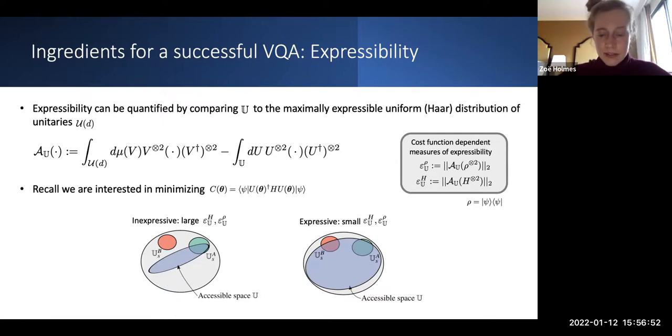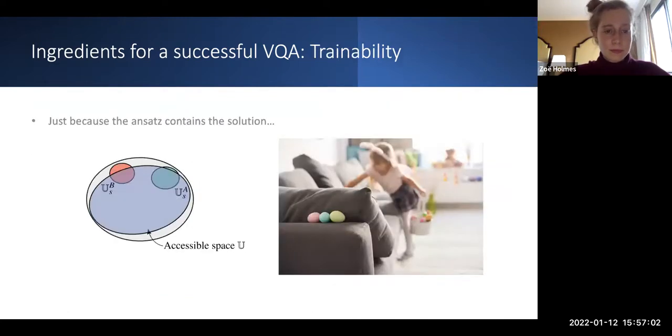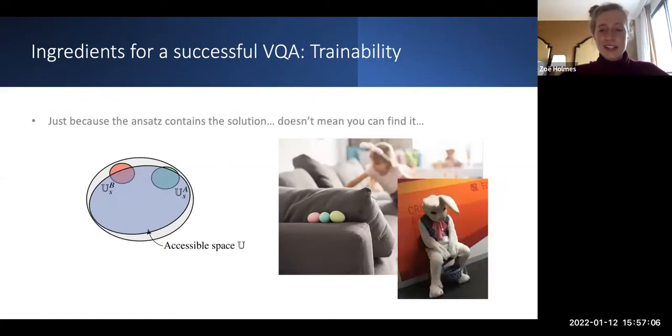Okay, so that's the definition of expressibility. And we want our ansatz to be expressible to maximize the probability that it contains a solution to the problem we're interested in. Okay, but just because your ansatz contains a solution doesn't mean you're actually going to be able to find it. It's like an Easter egg hunt. Just because you're looking in the right room doesn't mean you'll actually find any eggs.